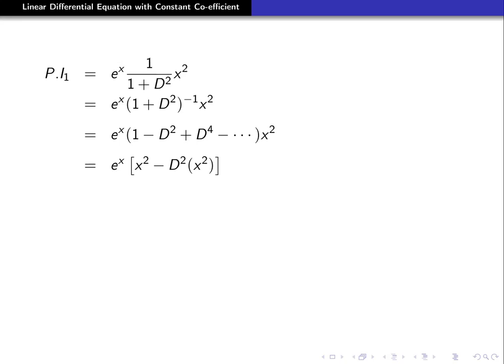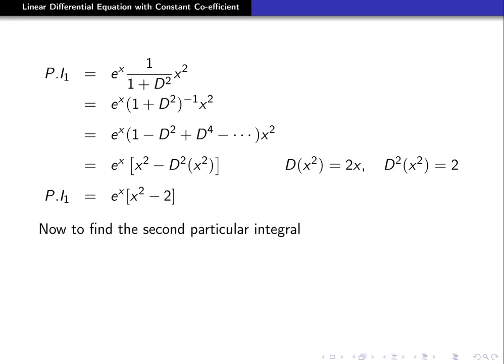Therefore, up to the second derivative only, here we have 1 into x square, which is x square. D square of x square: d of x square is 2x, so d square of x square is 2. So d cube, d power 4, the higher terms tend to 0. Therefore, simplify this: e power x into (x square minus 2).